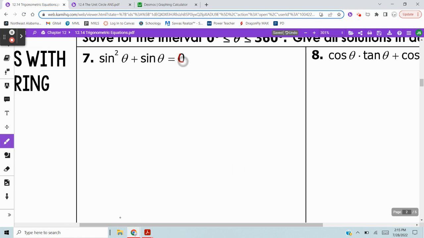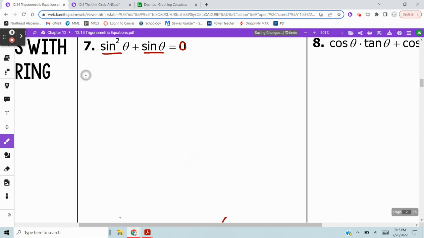I notice that we already have equals 0, so I'm just going to see, do I have any common factors? And both of these values have a sine of theta. And I ask myself, sine of theta times what gives me sine squared? And that would be sine times sine. Then I say sine times what gives me a positive sine? And that'd be plus 1. So same way that it was x times x plus 1, it's now sine times sine plus 1.